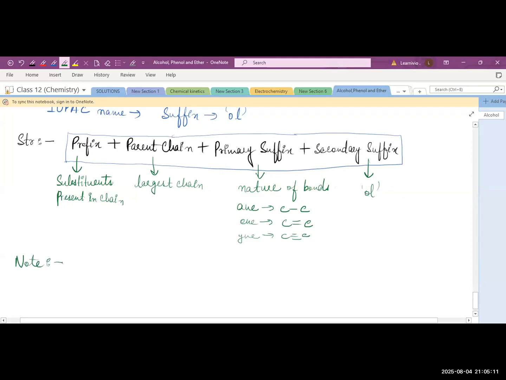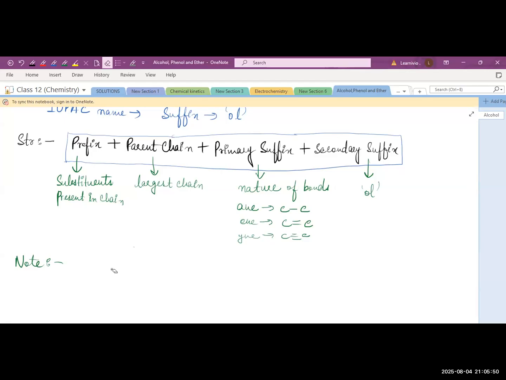Now see, if only one hydroxyl group is present, then in the alkene, suppose alkene is there, the E at the end of the name is removed and you directly add ol. After writing the ane, you only write an, not ane. The E will be removed and you just directly write down the ol. So this is for only one hydroxyl group. If only one hydroxyl group is present.